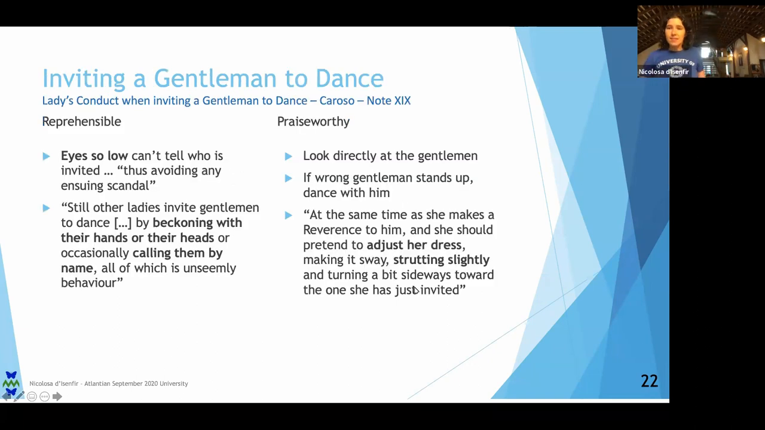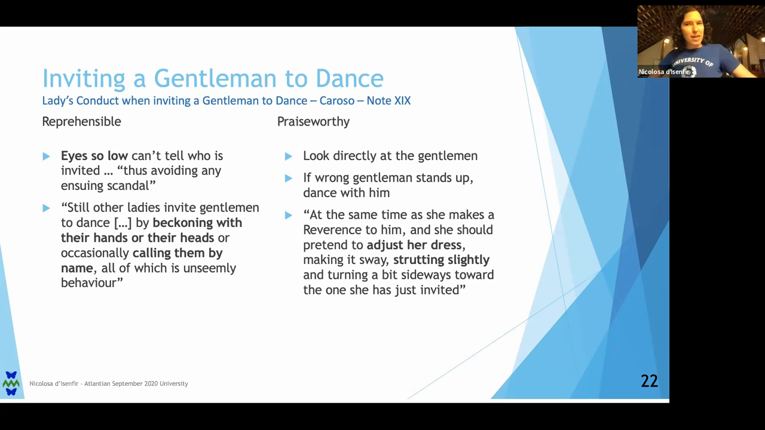Now, ladies, you do get a chance to invite gentlemen to dance. You are not always just sitting on the side waiting for a gentleman to ask you. Notably, gentlemen, if you are at the ball and you are invited to dance, you must. Ladies, if you would like to not dance, you can wear your mantle or your cape, and that is a sign that you would like to not dance and just observe instead. So that is an option available to you, but you can also invite gentlemen to dance.